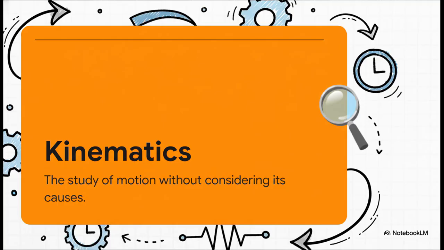The field that gives us all the tools for this is called kinematics. It actually comes from a Greek word meaning motion. Now, the really crucial point here is that in kinematics, we're only focused on describing the motion. We're not, for now, worrying about what's causing it. We're not talking about forces or engines or muscles just yet. We're just being detectives, observing and describing what we see.